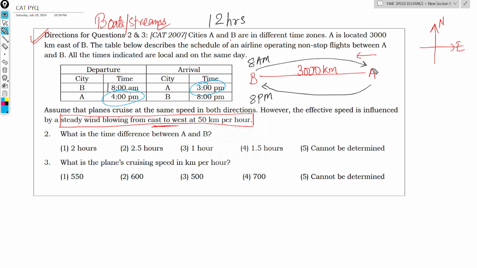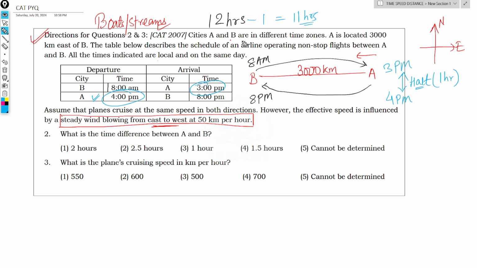The plane basically arrives at city A at 3 p.m. local time, but it does not simply fly off at 3 p.m. itself. It flies off at 4 p.m. That is, there is a halt, a clear case of a halt, and this is of 1 hour. That means the transit time of the airplane is not 12 hours but 12 minus 1, that is 11 hours.